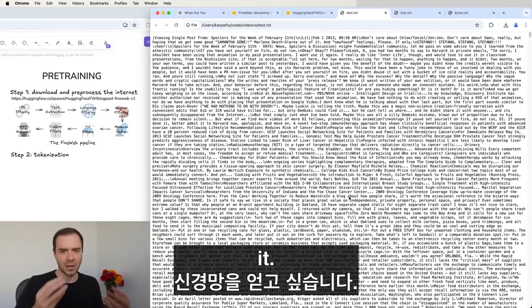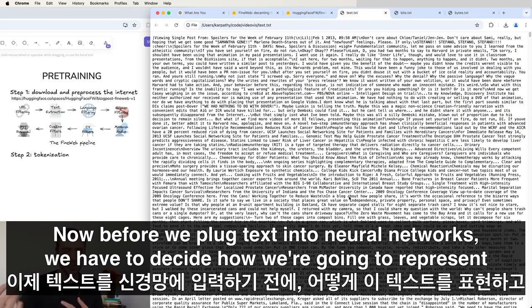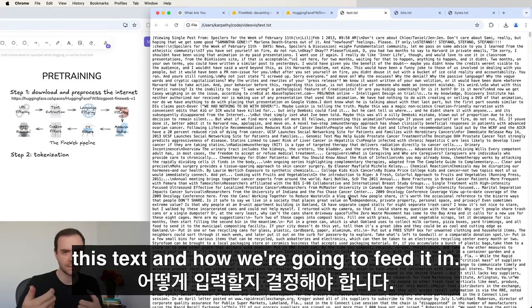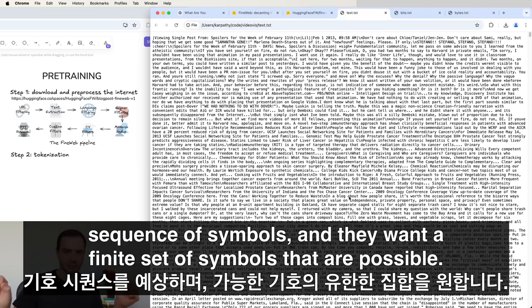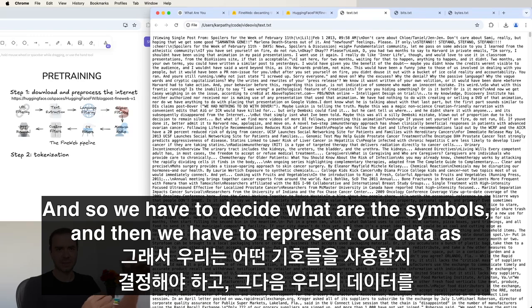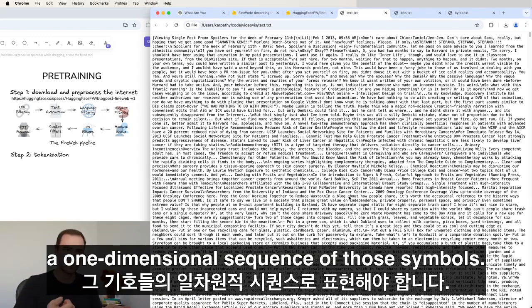Okay, now before we plug text into neural networks, we have to decide how we're going to represent this text and how we're going to feed it in. Now, the way our technology works for these neural nets is that they expect a one-dimensional sequence of symbols, and they want a finite set of symbols that are possible. And so we have to decide what are the symbols, and then we have to represent our data as a one-dimensional sequence of those symbols.